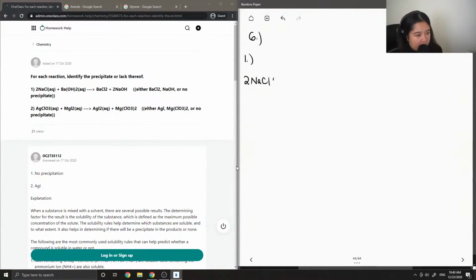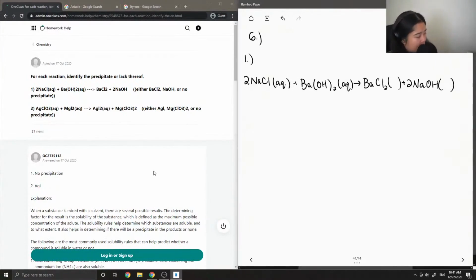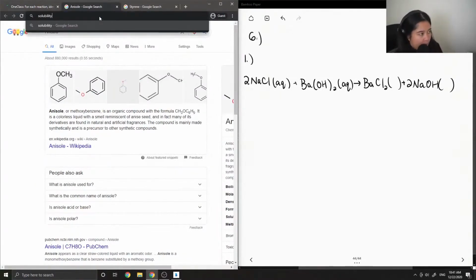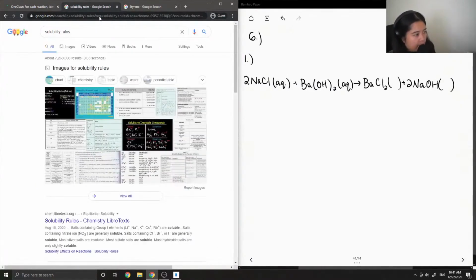We have NaCl plus barium hydroxide, and we need to figure out whether or not these products are soluble or not. So I'm just going to leave them blank, and we are going to look up the solubility rules and how to use this table.